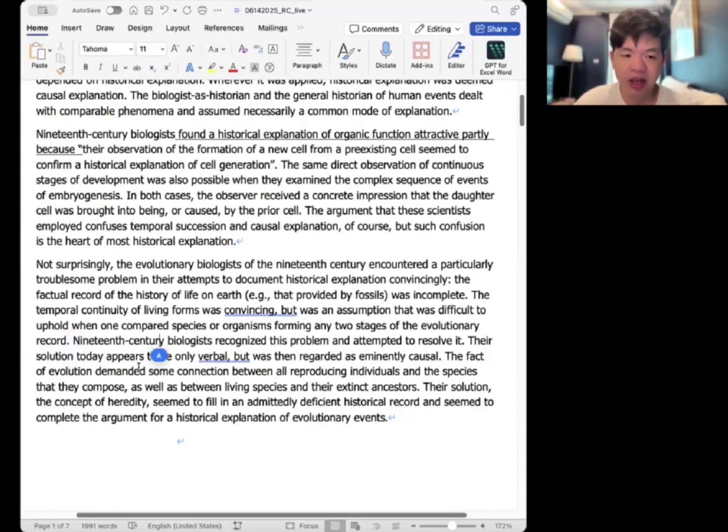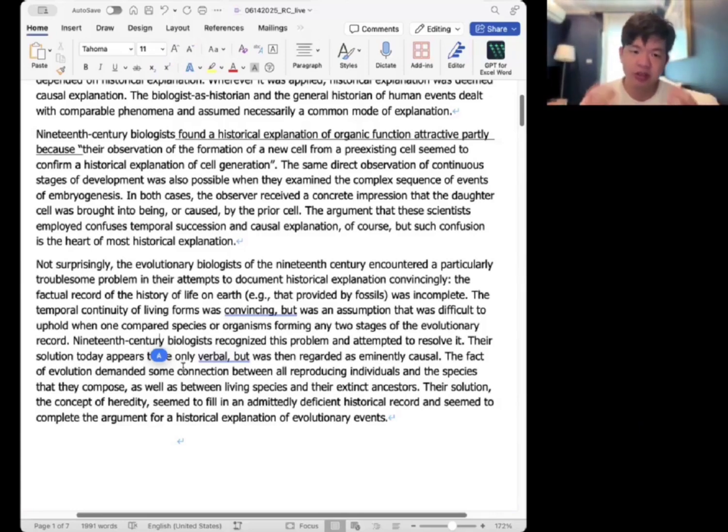Next he says, the fact of evolution demands some connection between all reproducing individuals and the species that they compose. So what are the conditions for evolution? The condition is that all individuals with reproductive ability, well, not just those who have the ability, but those who are actually reproducing, and the species they form must be connected to each other. You might say, this sentence is really hard to understand if I just translate it word for word. It doesn't make sense. But if you combine it with some basic knowledge of evolutionary biology, you'll realize that this connection refers to biological characteristics, the kind of connection that exists between them. For example, if the previous species had two hands, right, I also have two hands. Or there might be genetic connections that are inherited, right?